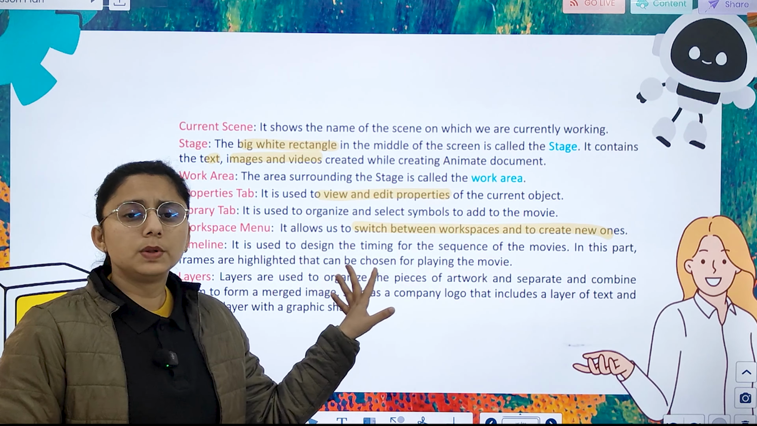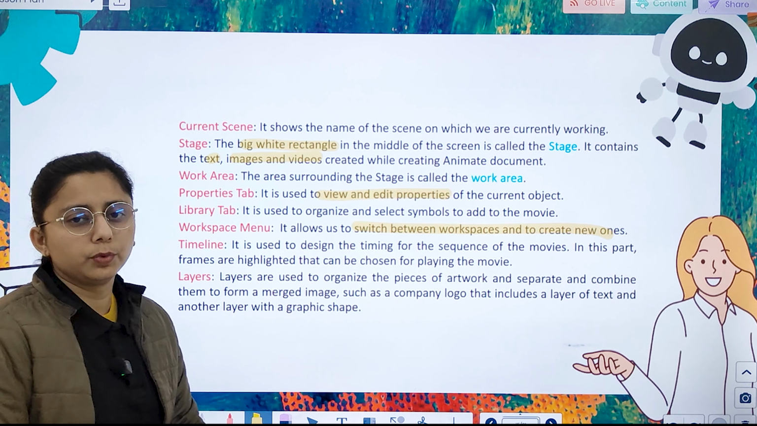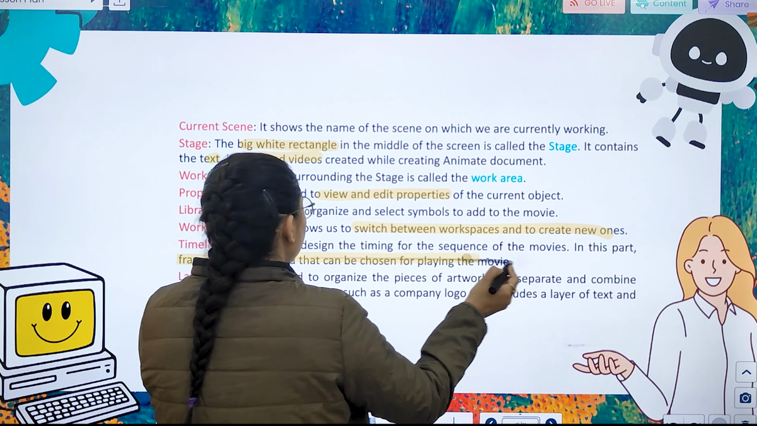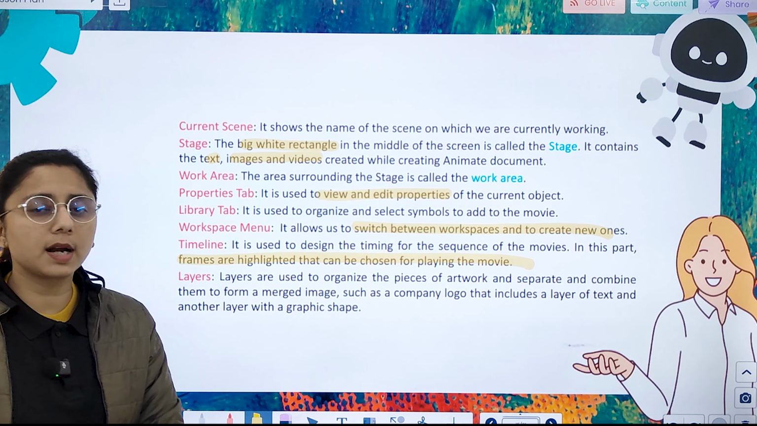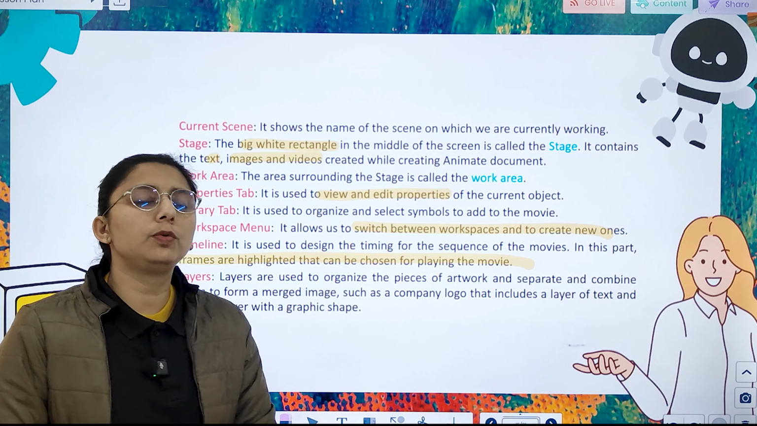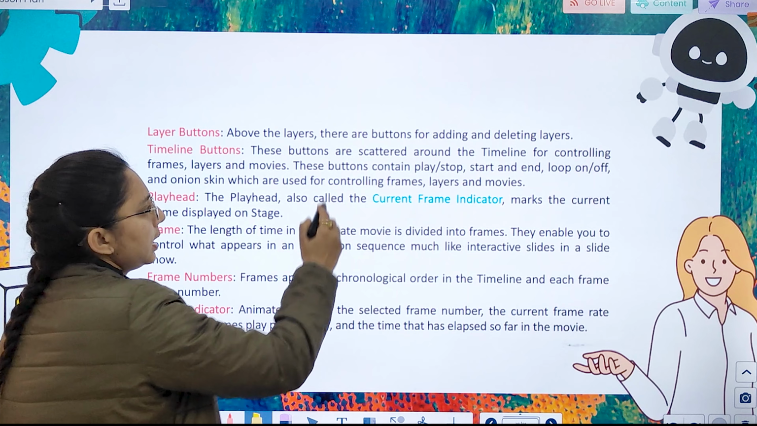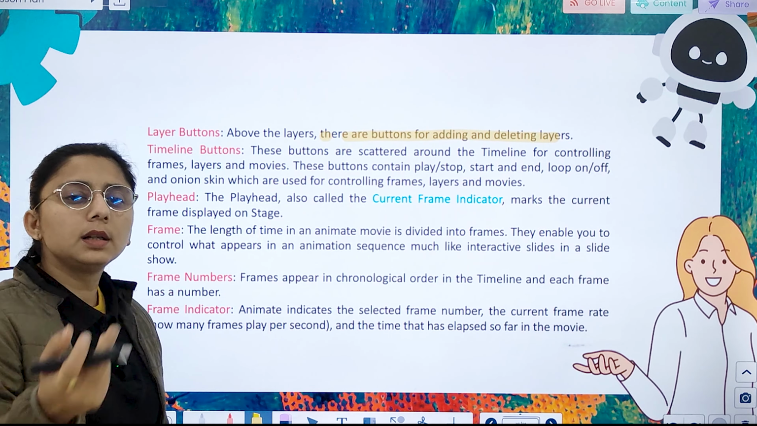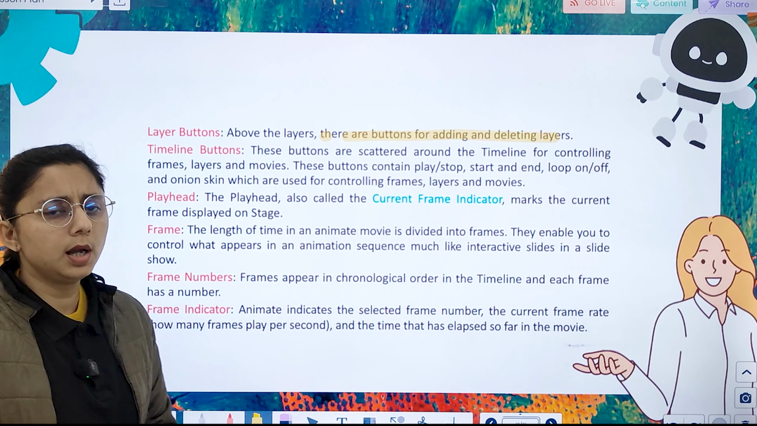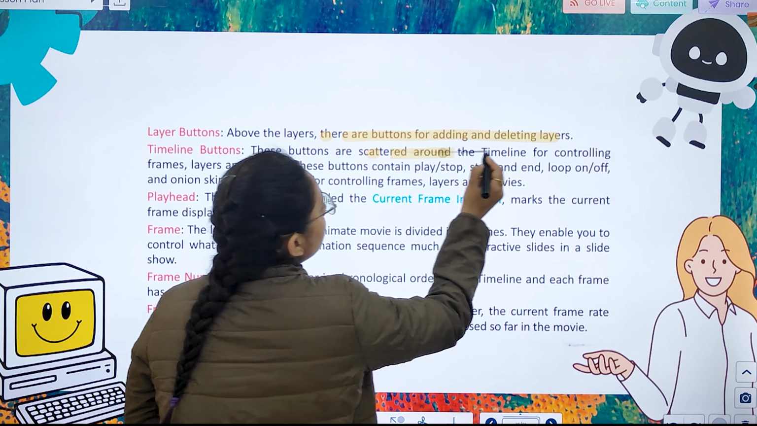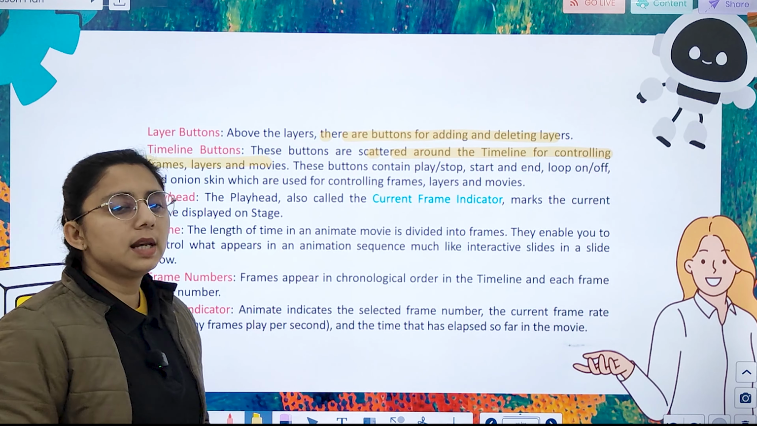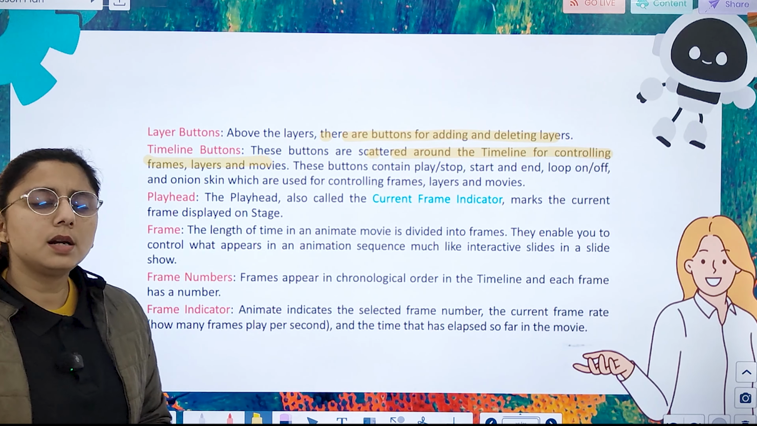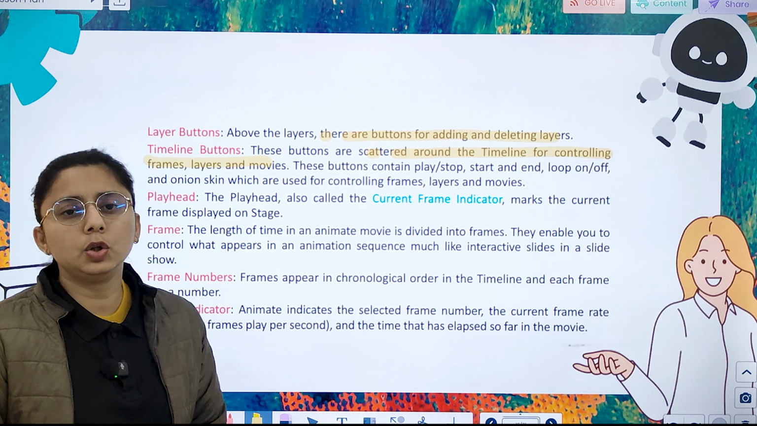Then we have the timeline, which is used to design the timing of the sequence of the movie. In this, frames are highlighted that can be chosen for playing the movie. Then we have layers, which organize the pieces of artwork and combine them to form a merged image. Next is the layer button. There are buttons for adding and deleting. If you want to add layers or delete, you can choose the layer button. Timeline buttons are scattered around the timeline. They are used for controlling frames, layers and movies. The buttons include play, stop, start and loop.